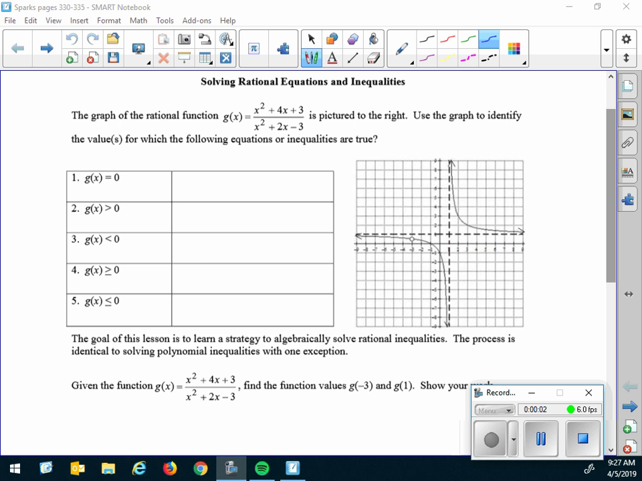Notice the title of this lesson is Solving Rational Equations and Inequalities. Back in Algebra 2, you worked with rational functions a lot. Now, let's remember what in the world a rational expression is. A rational expression just means there's an x in the denominator. That's all it means. There's a variable in the denominator.